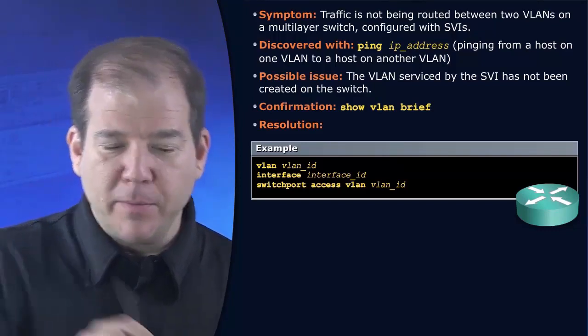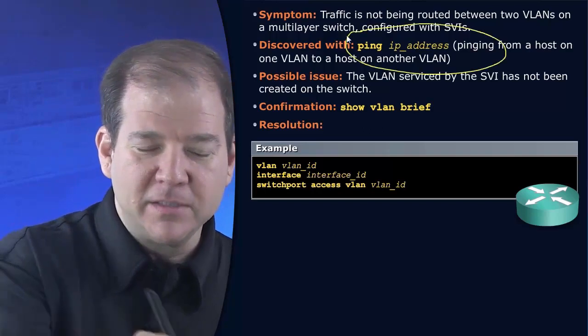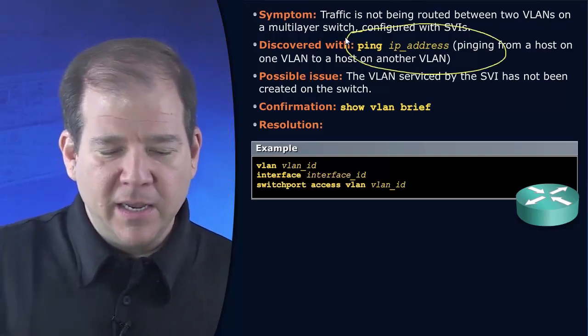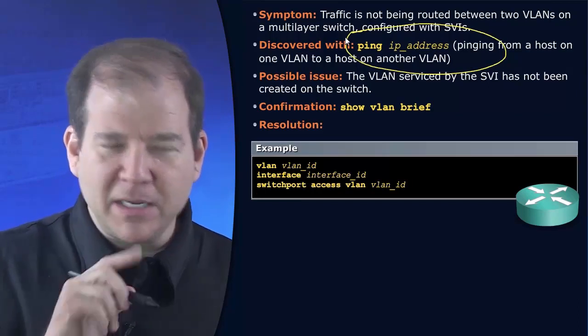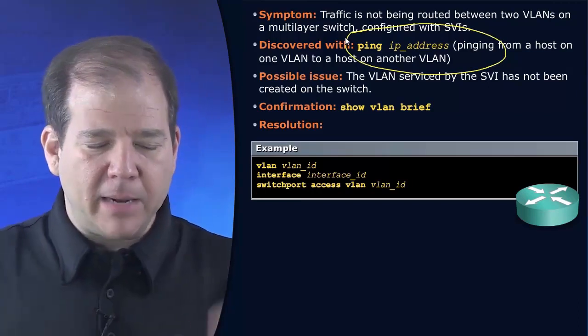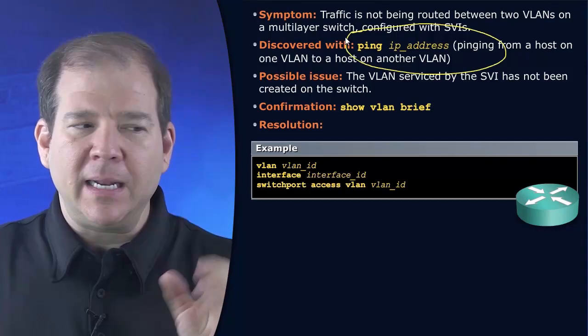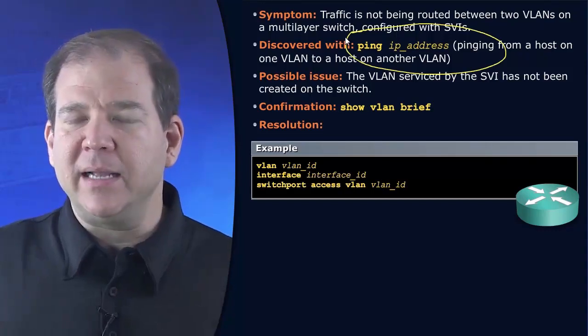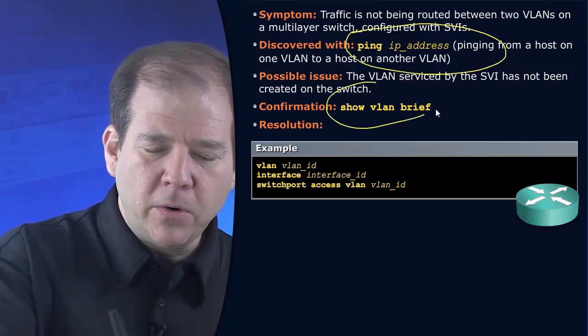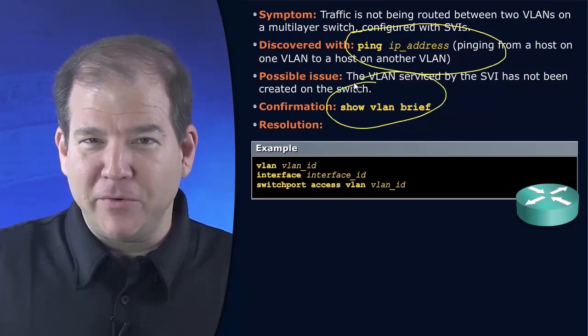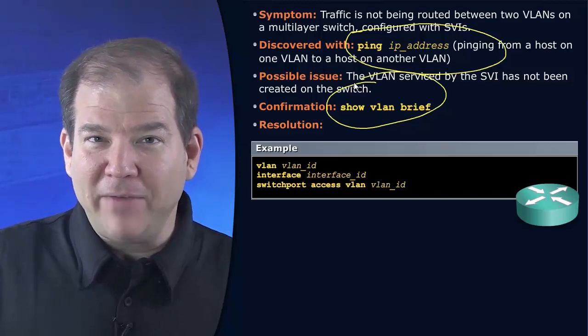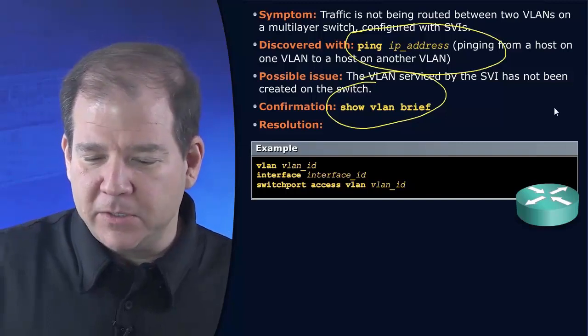Let's say again that the ping is not successful between a couple of VLANs, and we think it might be because we're missing one of those VLANs. Let's say, based on my design document, I'm trying to ping a device that's in a subnet that should be part of VLAN 700. Well, I might do a show VLAN brief and realize there is no VLAN 700, even though I have an SVI created for it. This is interesting.